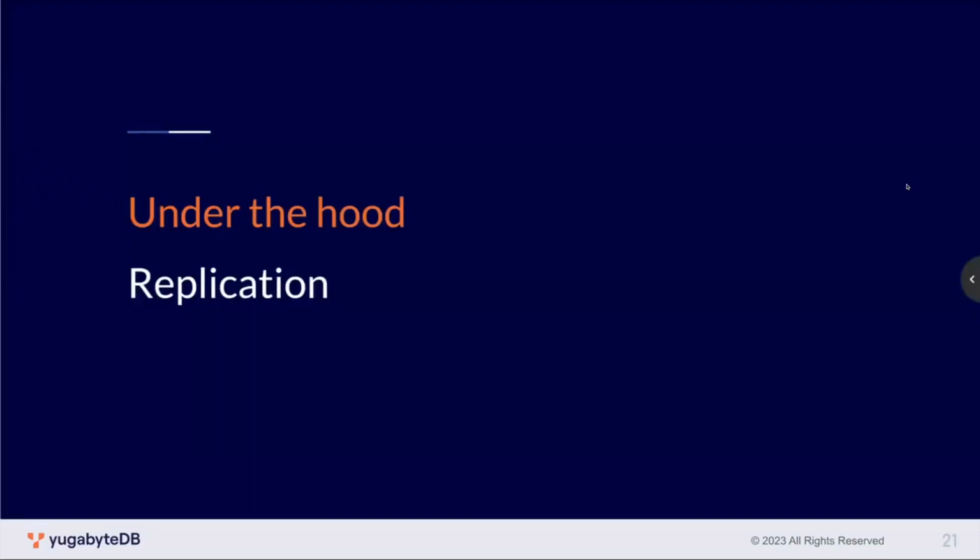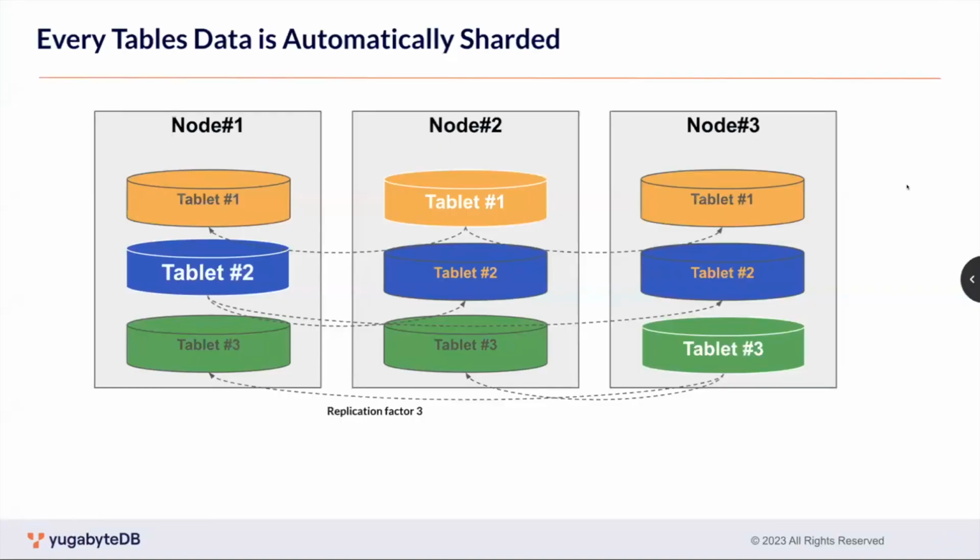Okay, so now I want to talk quickly about the replication. A bit over time, but yeah. So you remember the table is sharded, but that's not the only thing. Those tablets, so the shards, are replicated, because we want high availability and so on. So they are sharded and replicated.